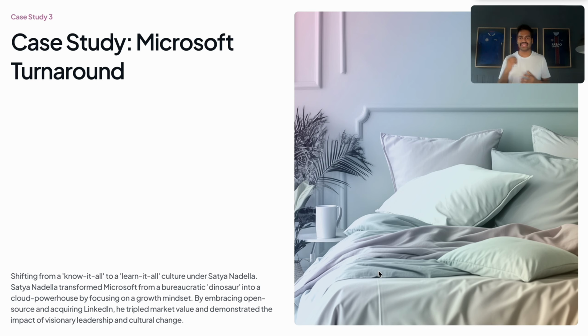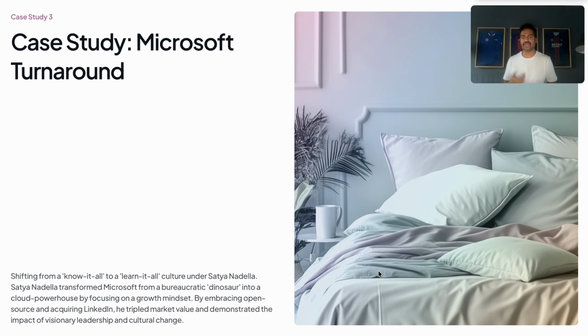He bought LinkedIn and GitHub, major acquisitions, transforming Microsoft into a cloud and AI powerhouse today. What's the result? Microsoft's market value tripled. Nadella's leadership shows that cultural change isn't soft and fluffy. It's a hard strategic lever for success.